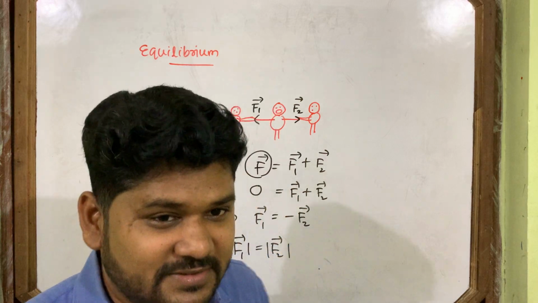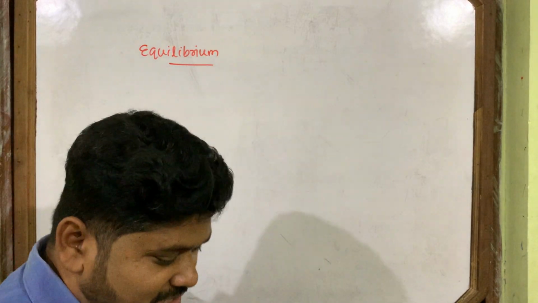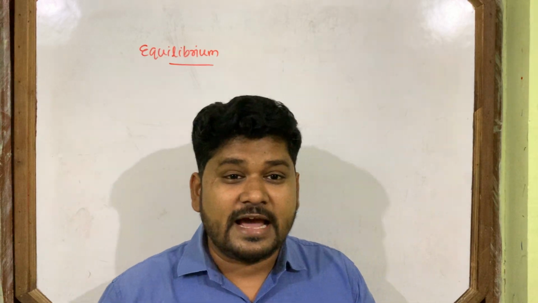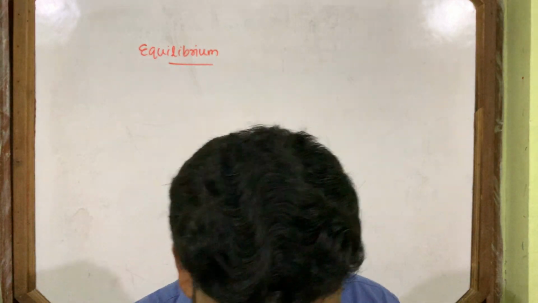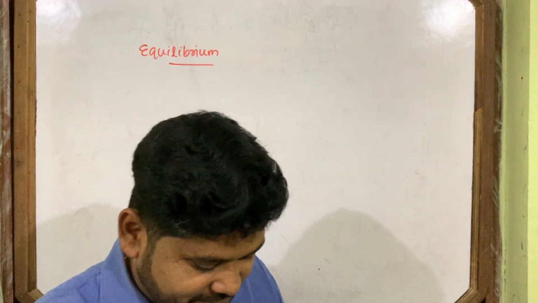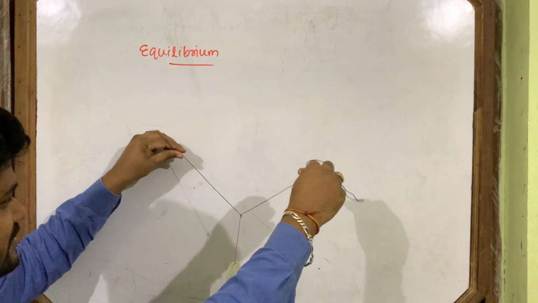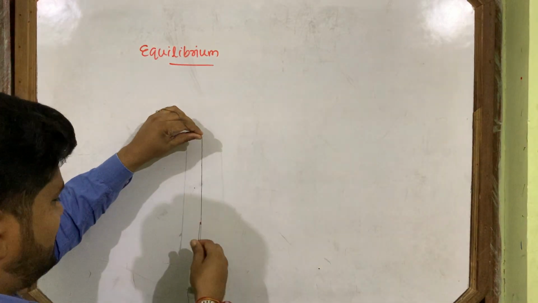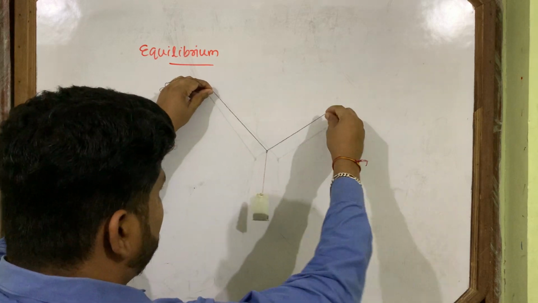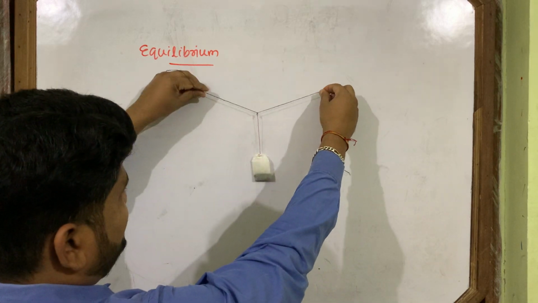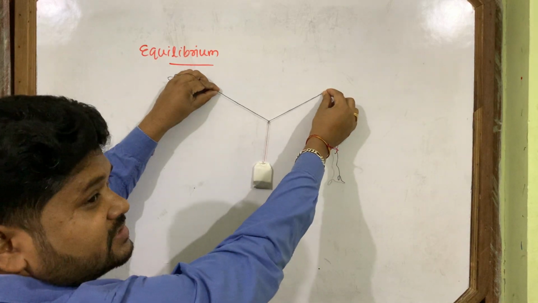Minimum 3 forces. Now let's see how minimum 3 forces of unequal magnitude can cause equilibrium. I have done one system for you. I have made this from a tea bag. You see now how forces are acting here. 3 forces are here on this point.